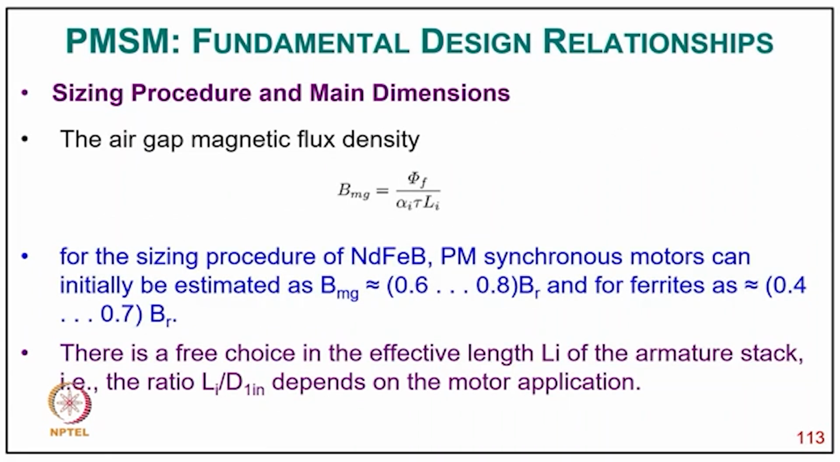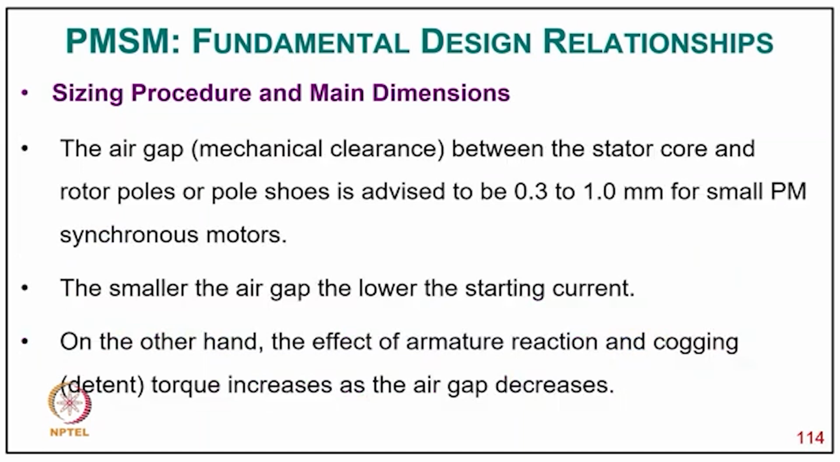So the air gap magnetic flux density BMG equals phi upon alpha i tau into Li. For the sizing procedure of an NdFeB PM synchronous motor, it can be initially estimated as BMG equal to 0.6 to 0.8 Br. For ferrite, it is 0.4 to 0.7 Br. There is a free choice in the effective length Li of the armature stack, that is, the ratio Li divided by D1 in depends on the motor application.